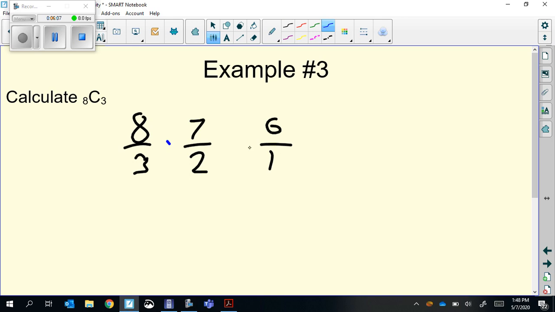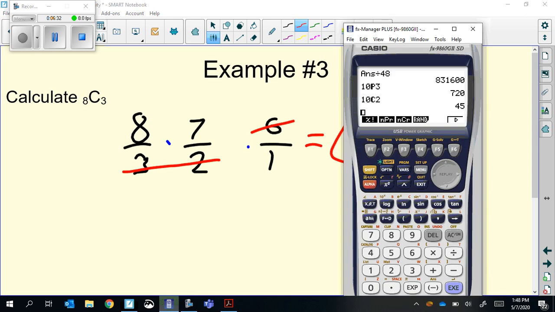Now, as you're multiplying or solving this, you can simplify anything in the numerator with any of these in the denominator. So in my opinion, the easiest way to go about this is 3 times 2 is 6. It's just going to cancel out that 6 right there. 7 times 8 is 56. Should be our final answer. You can also check it with your calculator. 8C3, 56.